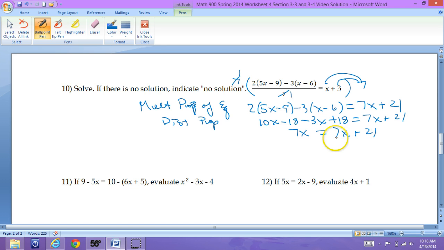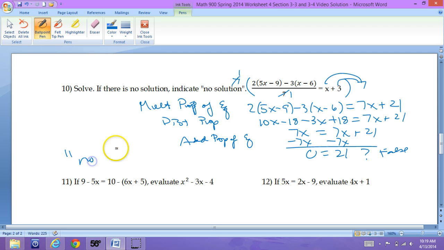So now I want to isolate my variables. I have 21 on this side, so I'm going to subtract 7x, and you can see where this is going. So I have a 0 pair, and then I have 21. Is this true? No, this is false. So since I received a false equation, and we'll pause for a moment because I want to write that this was the addition property of equations here. Since this is false, there's no solution, and you just write what I told you to write, no solution. And that was it.